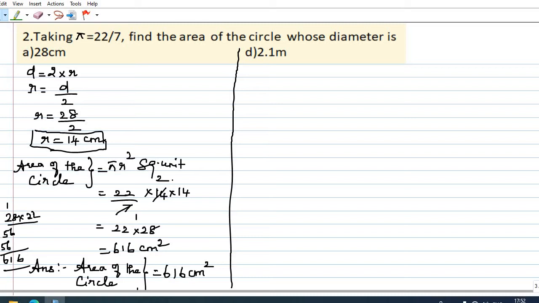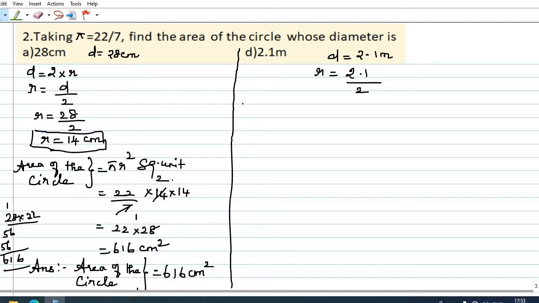Now listen, children. Here also the diameter is given, so we have to take it. Diameter is equal to 2.1 meter, so radius is equal to 2.1 divided by 2, because the radius is D by 2. Okay.